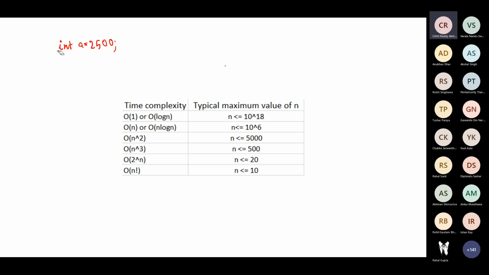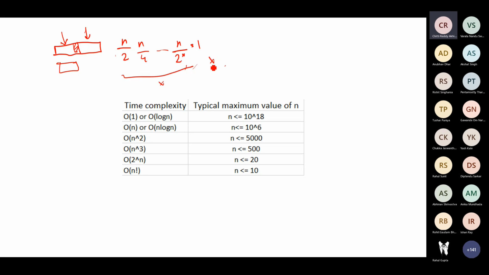Something which takes logarithmic time is, say, binary search. You take a sorted array, and then you search for the middle element. If it's not there, then you look in the right half or the left half. So every time you're splitting the size of the array in half, so n by 2, n by 4, till n by 2 to the power x equals 1. So the number of steps is going to be x, so x equals log base 2 of n. That is an example of an algorithm with logarithmic time complexity.